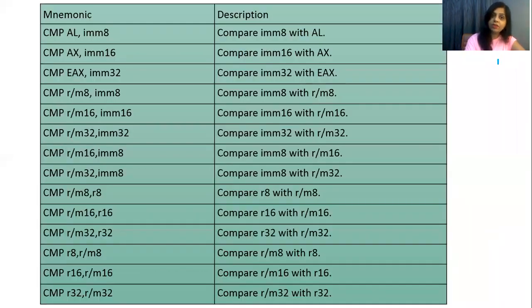Now there are variety of compare instruction you can write. So examples are given here. What are the examples? See here, you can compare contents of 8-bit register with immediate 8-bit data. You can compare 16-bit data available in the register with 16-bit immediate data. You can compare 32-bit data available in the register with 32-bit immediate data available in the instruction. Now, which register will hold this 32-bit number? The combination of AX and DX will hold 32-bit number.